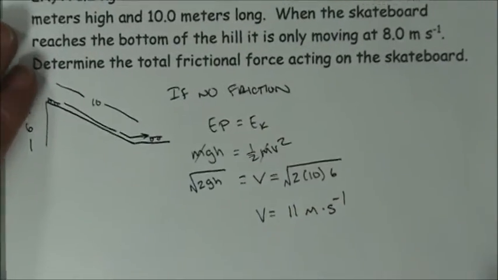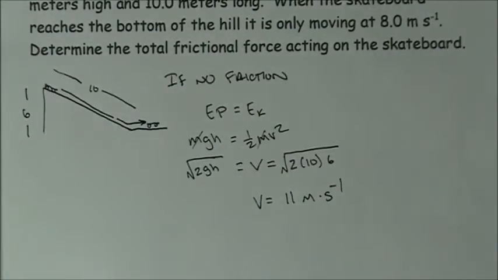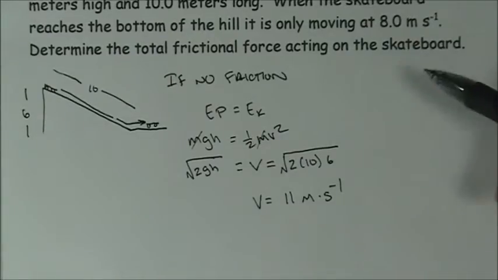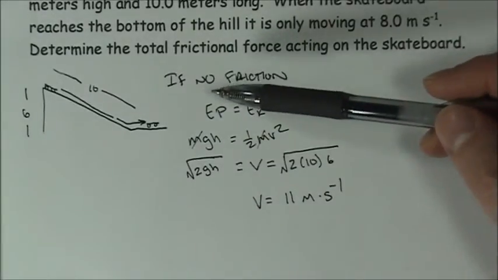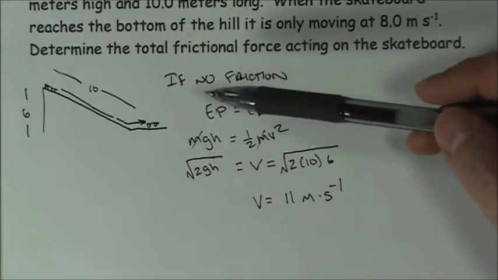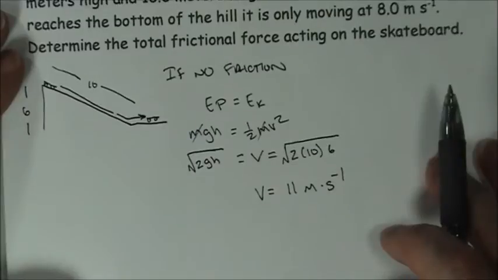So in the absence of friction, what we should find is that the velocity of the skateboard at the bottom is 11. But when we get to the bottom, we find that it's only 8. So that means that there is some missing or unaccounted for energy. So the way that I would suggest we approach it, there's two ways you could think about it. First of all, the potential energy that we have at the top, we won't get all of it. So one way to approach it would be to say the following.